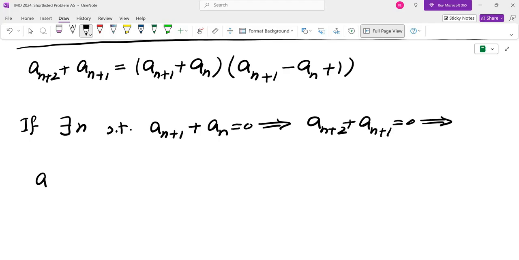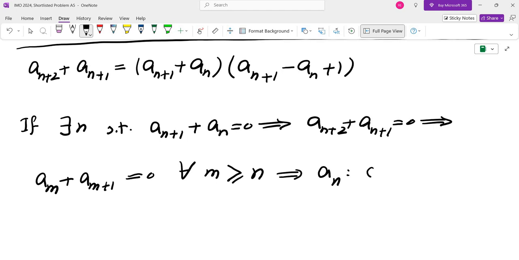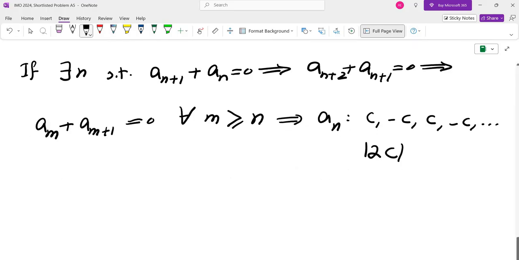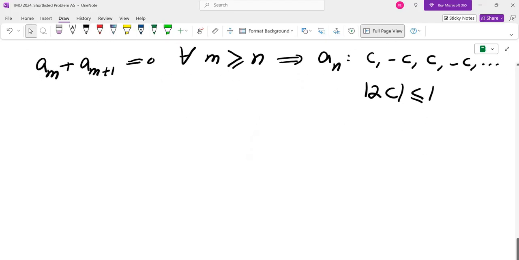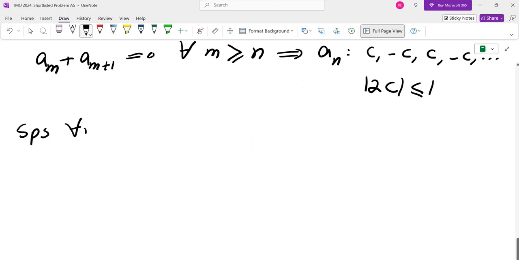So that means a_m + a_{m+1} is equal to 0 for every m greater than or equal to n. And because it is periodic, that means a_n is just c, minus c, c, minus c, etc., and 2c is less than or equal to 1. So now suppose that for every n, a_{n+1} + a_n is not 0.